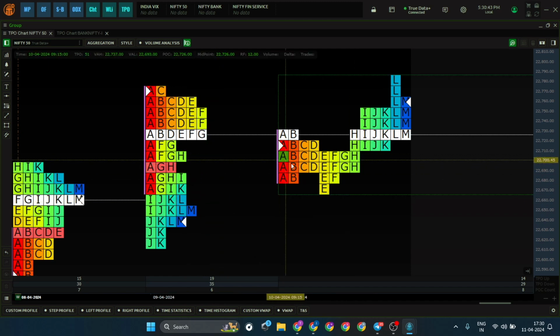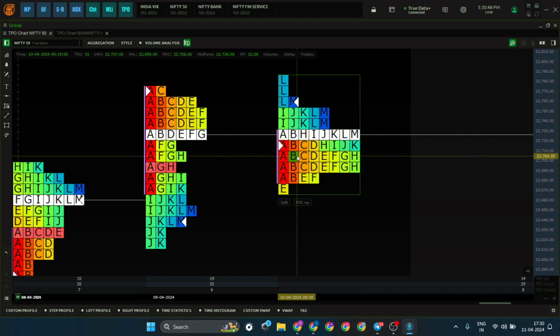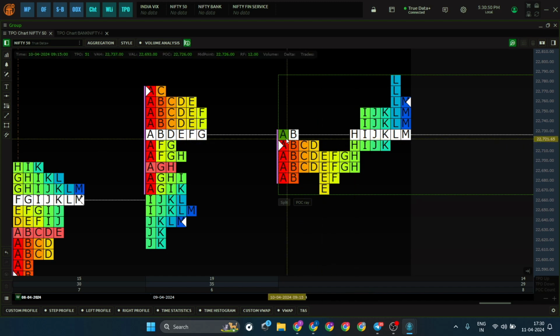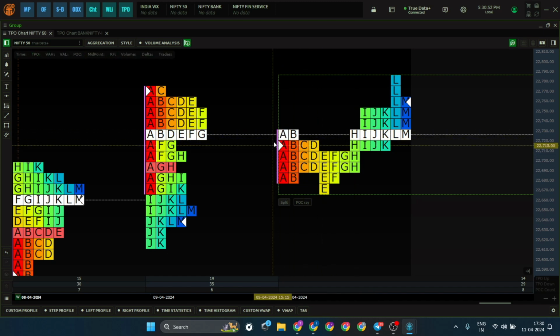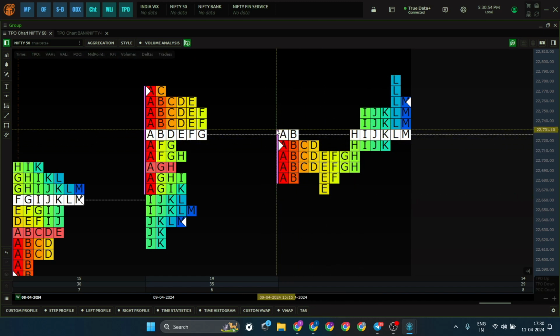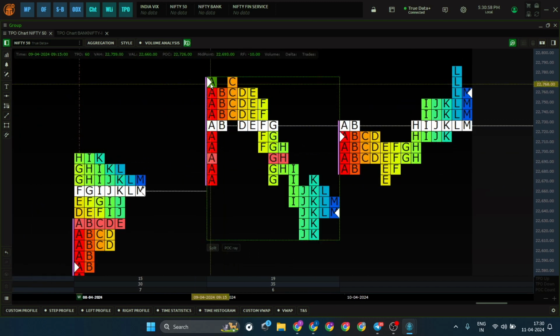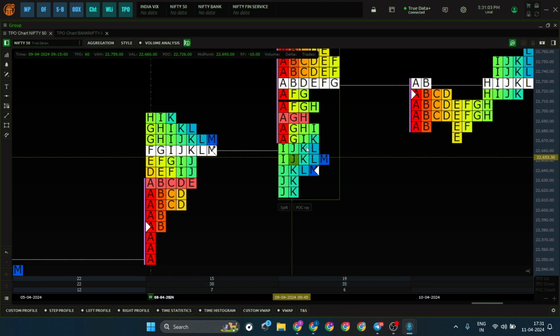But if you simply see here, you just need to double click on the profile in Quant Tower. Once you double click, it will split. So you can see the IB here, which is pointed. You can clearly see that is the high and low of the A and B period. And even if you double click, you can see the A and B period high and low is marked as IB.